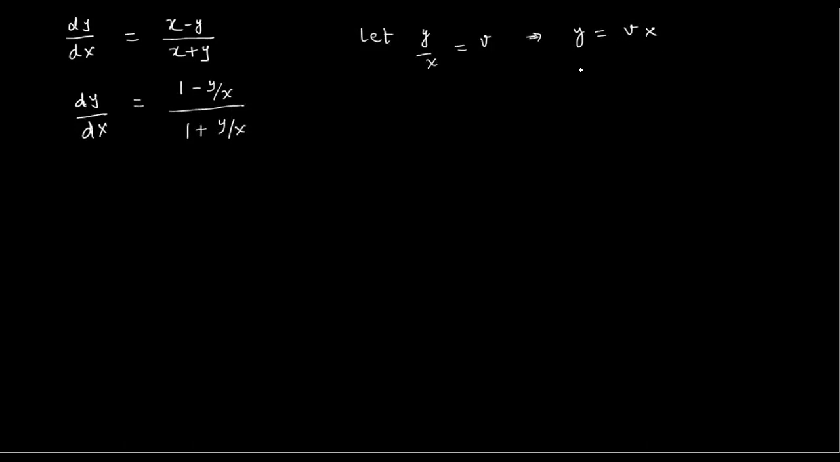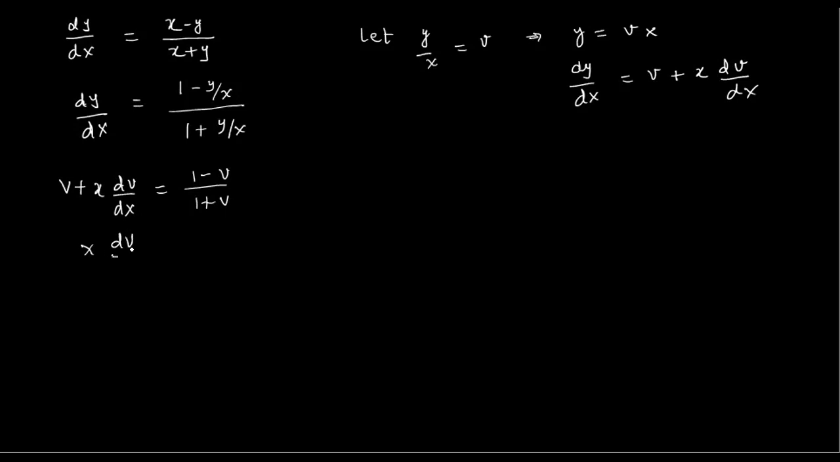Now differentiate both sides with respect to x as we had done in the previous question. We end up getting dy over dx equals to v plus x dv over dx. Now plug these two values in the equation, we end up getting v plus x dv over dx equals to 1 minus v over 1 plus v. Transfer v to the right side, it becomes x dv over dx equal to 1 minus v upon 1 plus v, minus v.